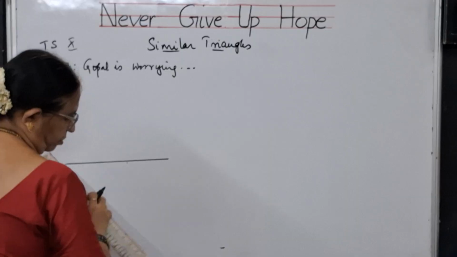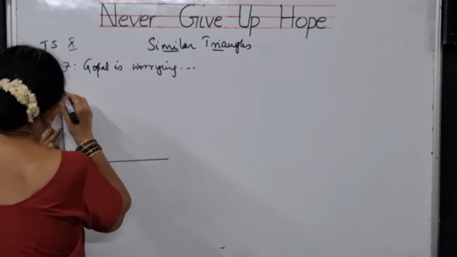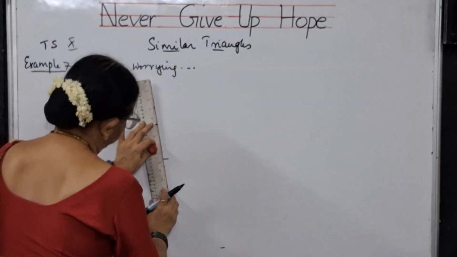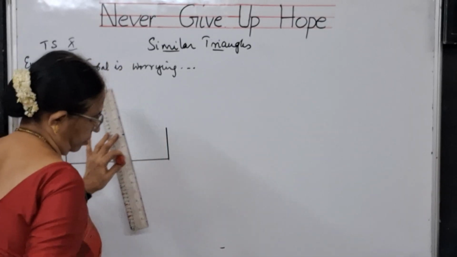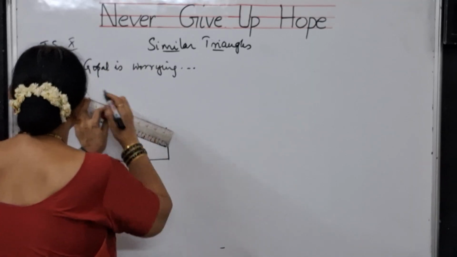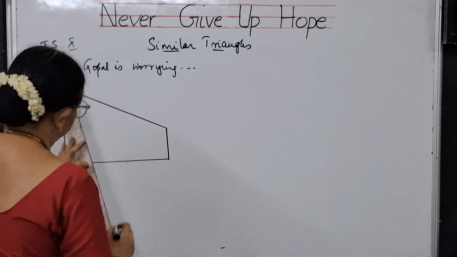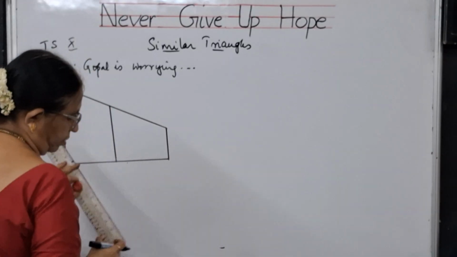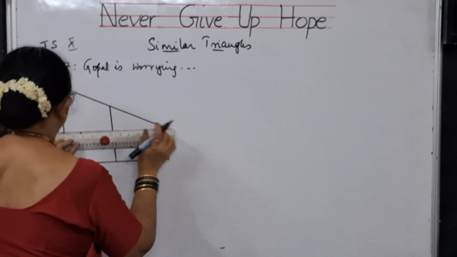You have got a base and a height. Here also you have got something, AB, and these two are joined. You have got another line here and a broken line.